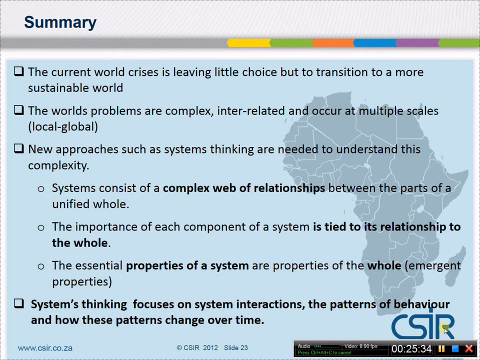Systems consist of a complex web of relationships between parts of a unified whole. The importance of each component of a system is tied to its relationship to the whole. And the essential properties of a system are the properties of the whole. Many of these are emergent properties and cannot be ascribed to any individual component. Therefore, systems thinking focuses on these system interactions, the patterns of behavior, and how these patterns change over time.